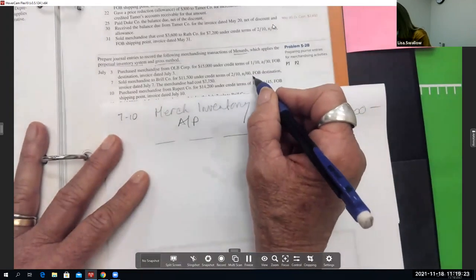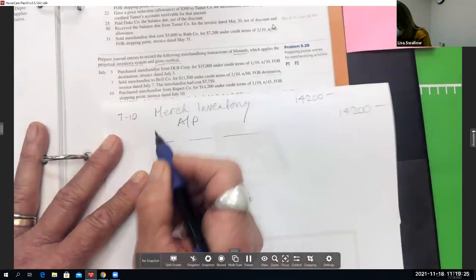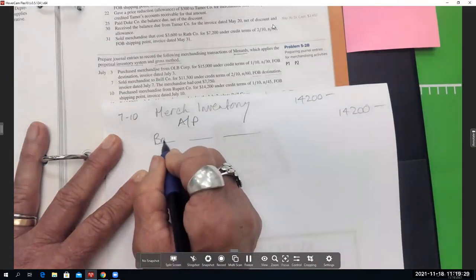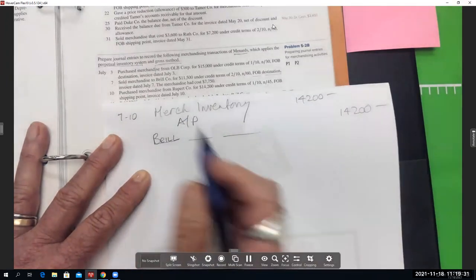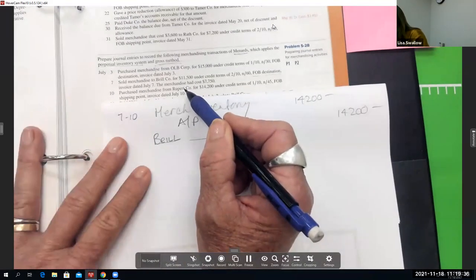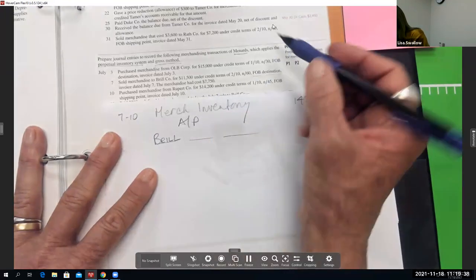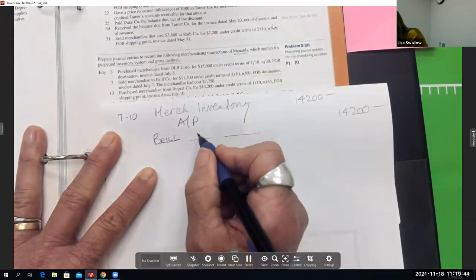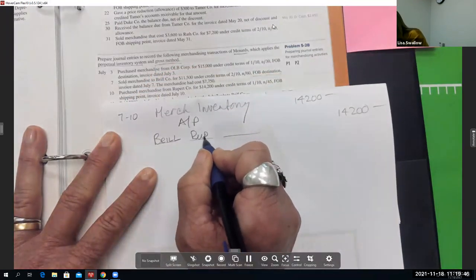Then here I sold merchandise to these guys. I'm the seller and it's free to them. So I've got a bill coming, don't I? Yes. Then I bought some merchandise. Now I'm the destination, right? And it was free on board shipping point. So I'm paying this freight bill too, right? So I think that I'm looking for two freight bills.